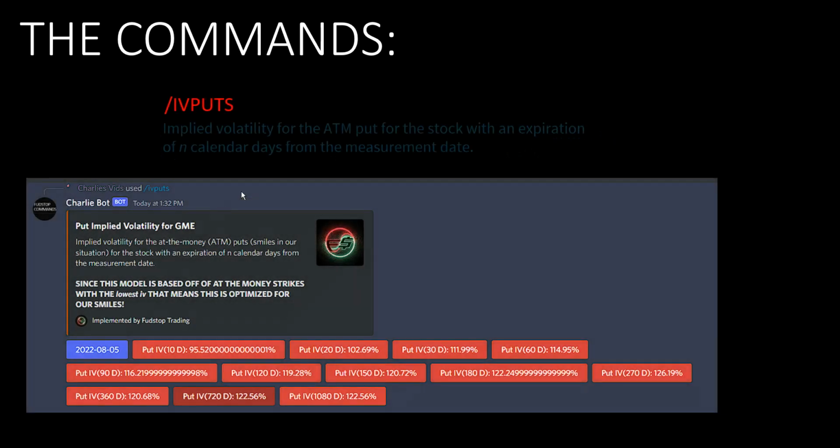Same with the put side. It's the exact same as IV calls, except you're looking at puts now. Implied volatility for the at-the-money puts, or in this case, smiles, since the market conditions are changing. And it's measuring against the expiration dates that you can see in the options chain. So this one's pretty basic to understand, not too complicated with the put IV, call IV.